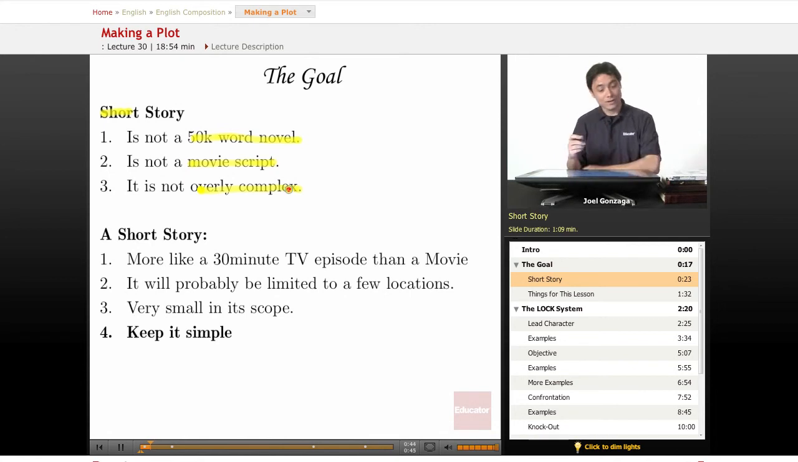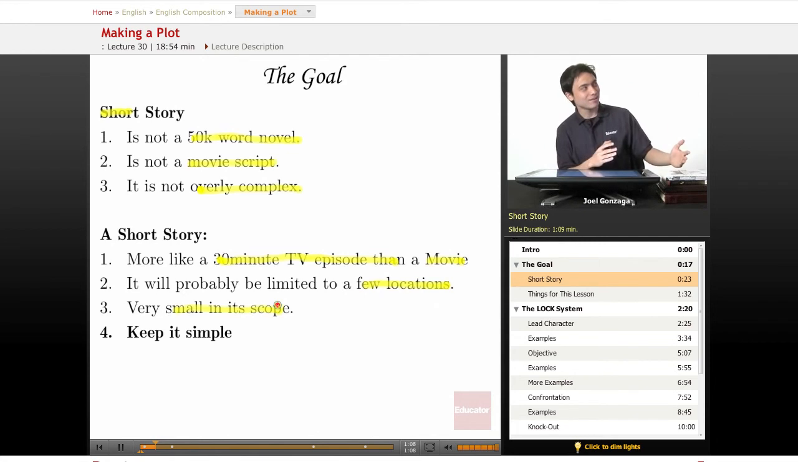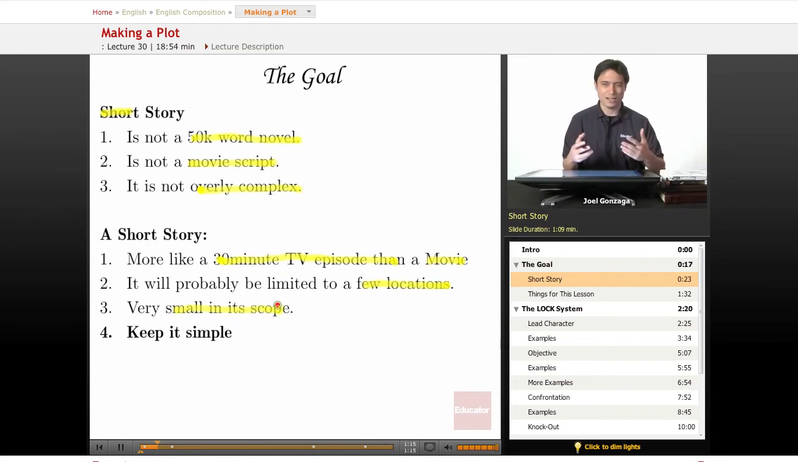What is a short story? Well, a short story is more like a 30-minute TV episode than a long feature-length film. It is probably limited to a few characters and a few locations, and it's just generally small in its scope. I mean that instead of writing an epic fantasy or space opera or dramatic love story, it's probably just a simple thing going on between 5 people living in a small town or a small city. It's nothing cataclysmic or huge.